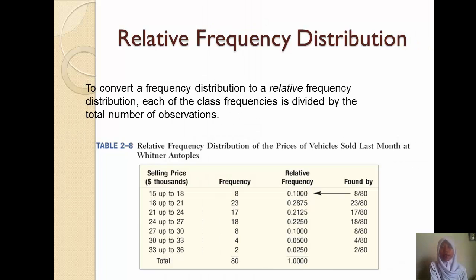Next, relative frequency distribution. To convert a frequency distribution to a relative frequency distribution, each of the class frequencies is divided by the total number of observations. For example, like this table.